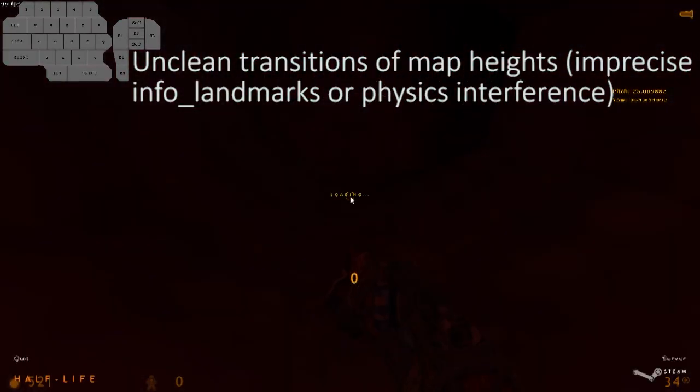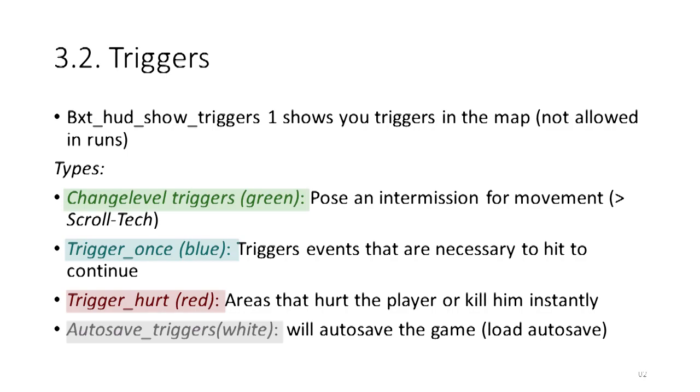Another possible reason could be that the level change itself is prone to wrong transitions of the player's movement direction. The four most important triggers are change level triggers, trigger once, which activate events necessary to continue the game, trigger hurt, which damage you, and autosave triggers, which make an automatic save file you can load back to.